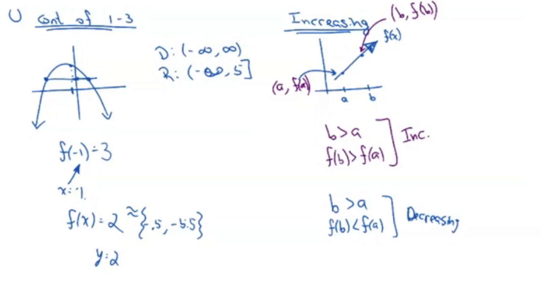So even if you didn't have a picture, you should be able to determine a little bit if the function is generally increasing or generally decreasing. Pick 2 points, figure out what their y values are.